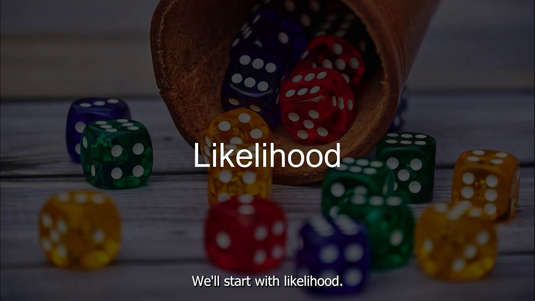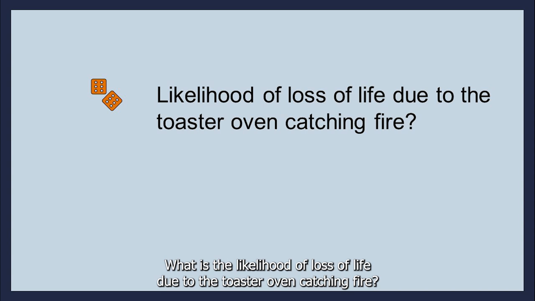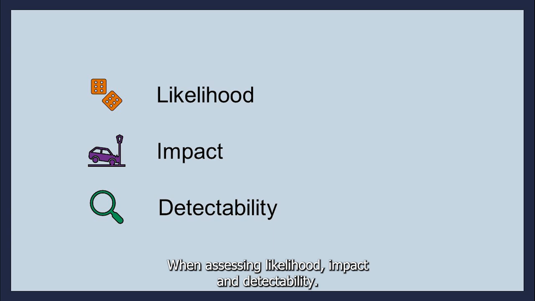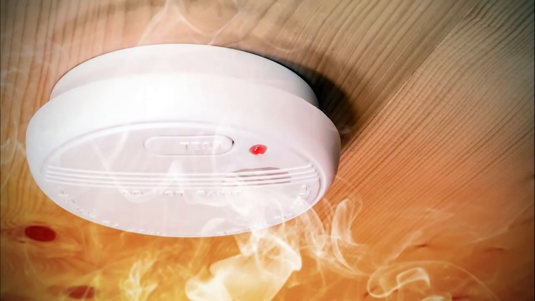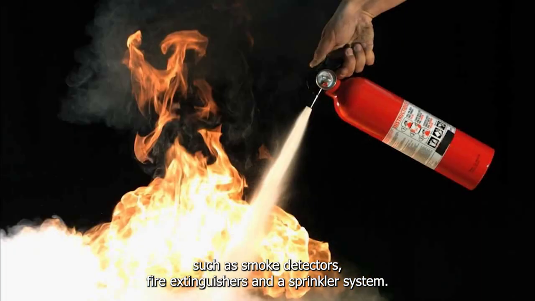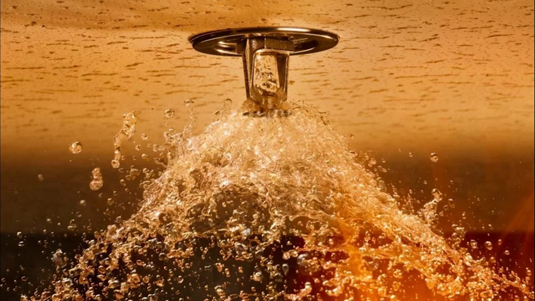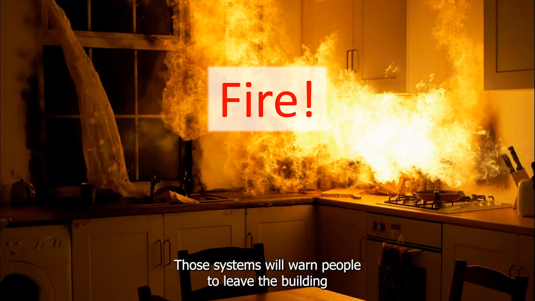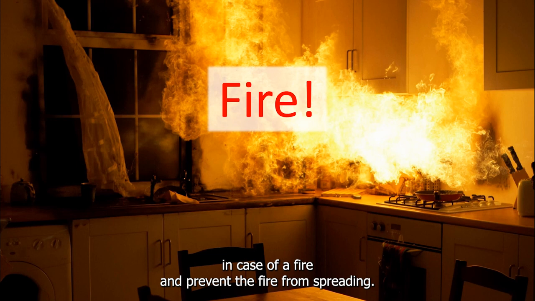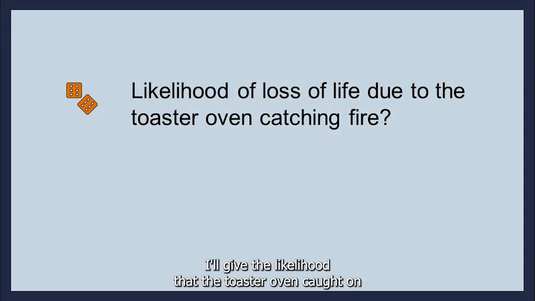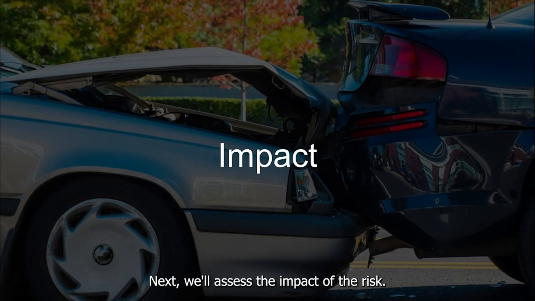We'll start with likelihood. What is the likelihood of loss of life due to the toaster oven catching fire? When assessing likelihood, impact, and detectability, consider controls that are already in place to reduce the risk, such as smoke detectors, fire extinguishers, and a sprinkler system. Those systems will warn people to leave the building in case of a fire and prevent the fire from spreading. I'll give the likelihood that the toaster oven caught on fire and led to a loss of life a low ranking.